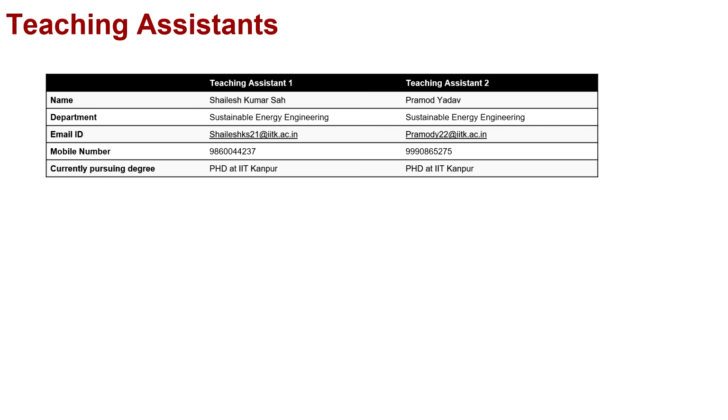There will be two teaching assistants for the course. First is Mr. Shailesh Kumar Sah, who is a PhD student at the Department of Sustainable Energy Engineering at IIT Kanpur, and whose email ID and mobile number are written here. And the second one is Pramod Yadav. He is again a PhD student at the Department of Sustainable Energy Engineering at IIT Kanpur, and again his email ID and phone number are also written here. They will be useful in the course when you interact with them during your assignments and other queries.